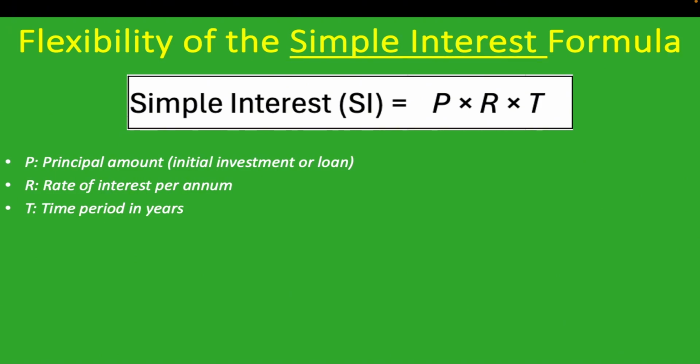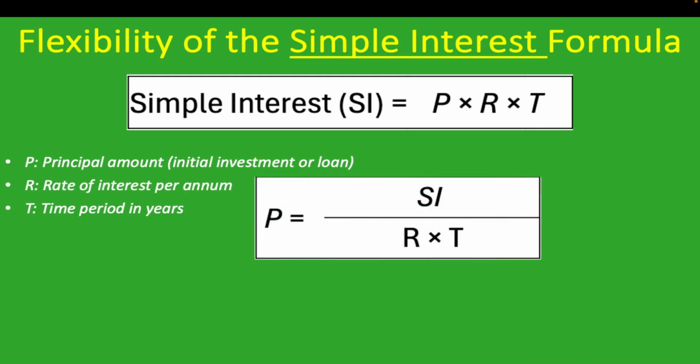So what if the principal amount is missing? How would we rearrange the formula to be able to get the principal amount? Well, here is the formula. The principal amount equals the simple interest divided by the rate of interest per annum multiplied by the time period. And that is how you would get your principal amount. And so you can see all I had to do was to rearrange the formula.